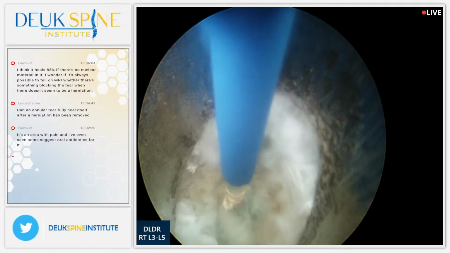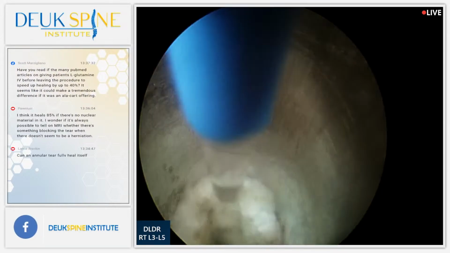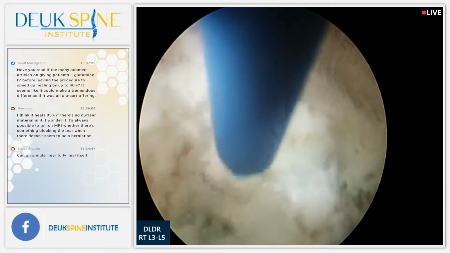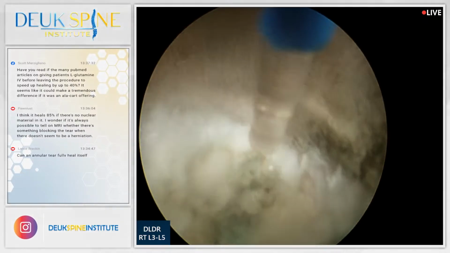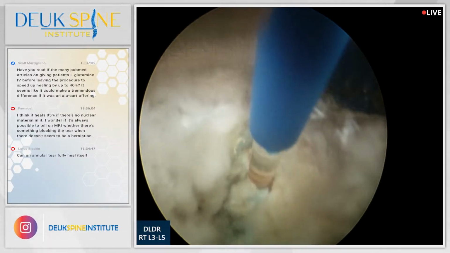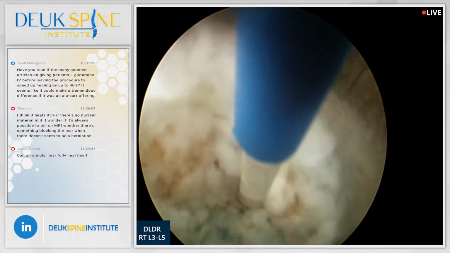Palmless says, is there anything to fix the end plate irregularities and Modic 1 changes? I likely caused some end plate irregularities with intense physical activities, and a year later, one of them has Modic 1 changes. It's an area with pain, and I've even seen some suggest oral antibiotics for it.